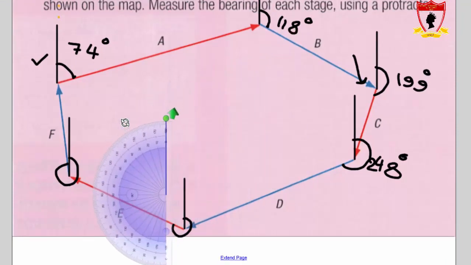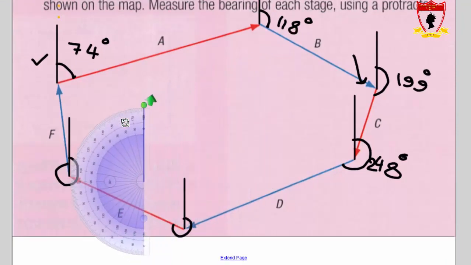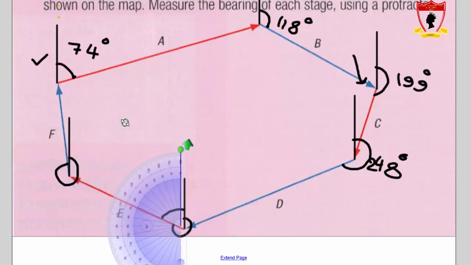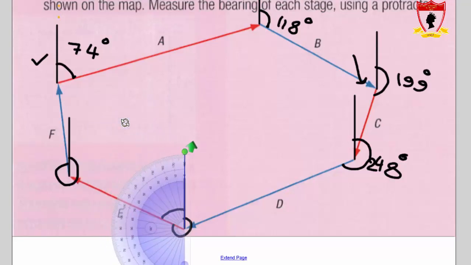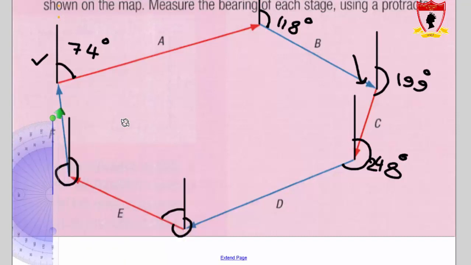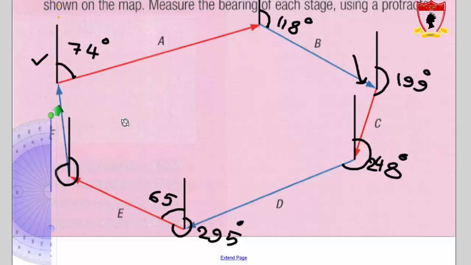Now stage E. Again, the angle is reflex. I'm going to measure this angle inside, then subtract it from 360. This angle is halfway between 60 and 70, so it means it's 65 degrees. This is 65. How can we get the bearing, which is the clockwise angle? 360 minus 65 is equal to 295 degrees. So this is 295 degrees.